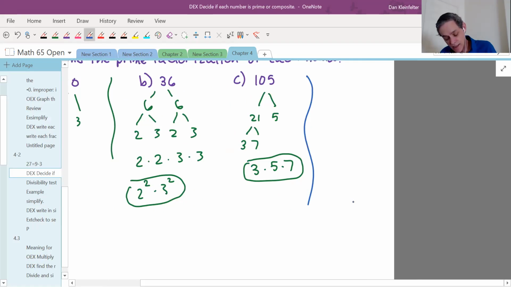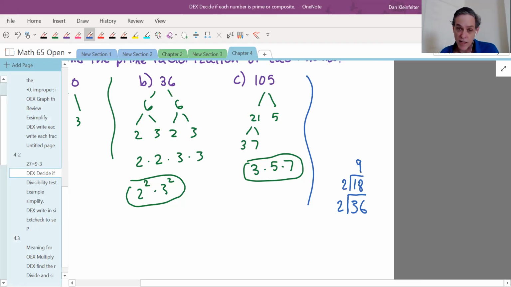So 36, start with the lowest prime number, which is 2. 36 is divisible by 2. If you divide through by 2, you'll get 18. Is 18 divisible by 2? Yes, it is. So let's divide by 2. 2 goes into 18 9 times.